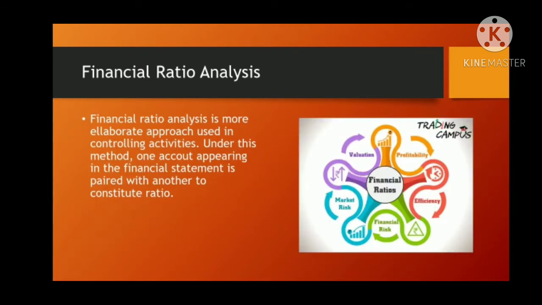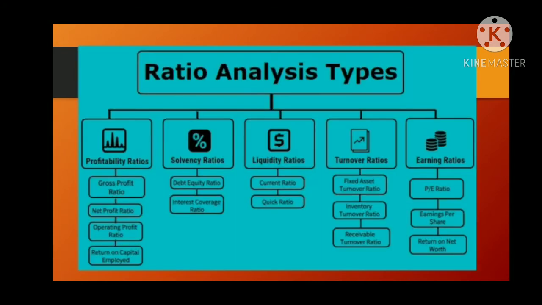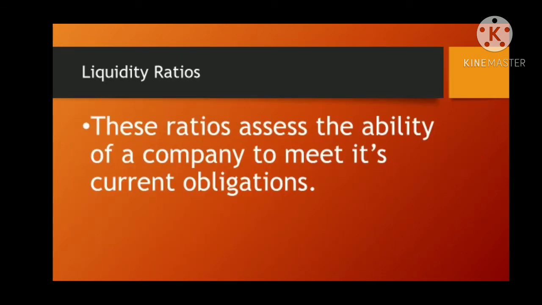Next is the financial ratio analysis. Financial ratio analysis is a more elaborate approach used in control activities. Under this method, one account appearing in the financial statement is paired with another to constitute a ratio. Financial ratios may be categorized into the following types, and these are liquidity ratios, efficiency ratios, financial leverage ratios, and profitability ratios. So, liquidity ratios.